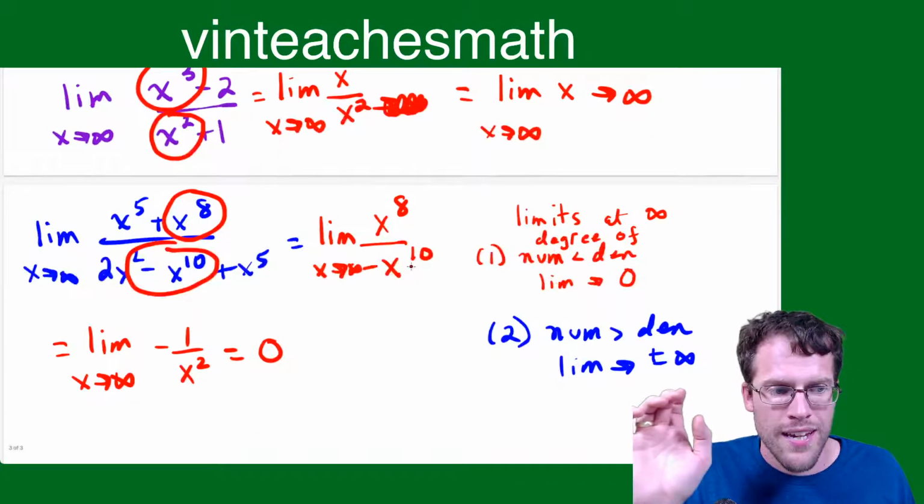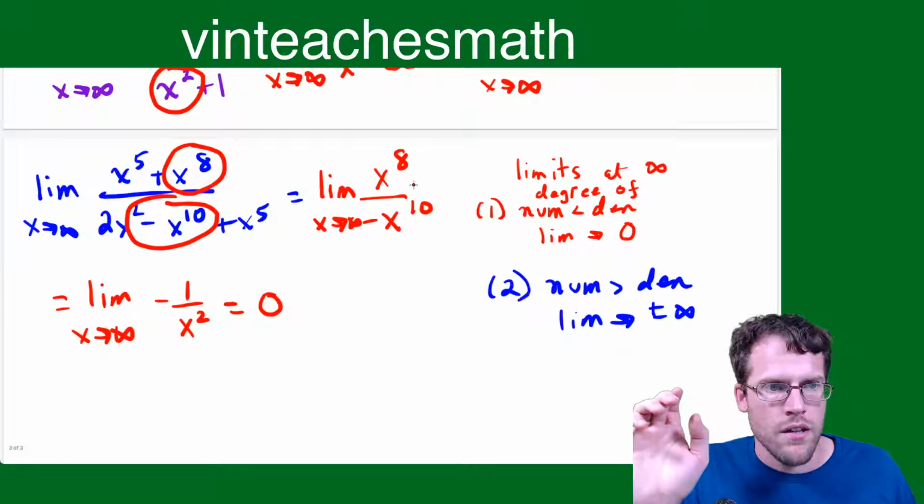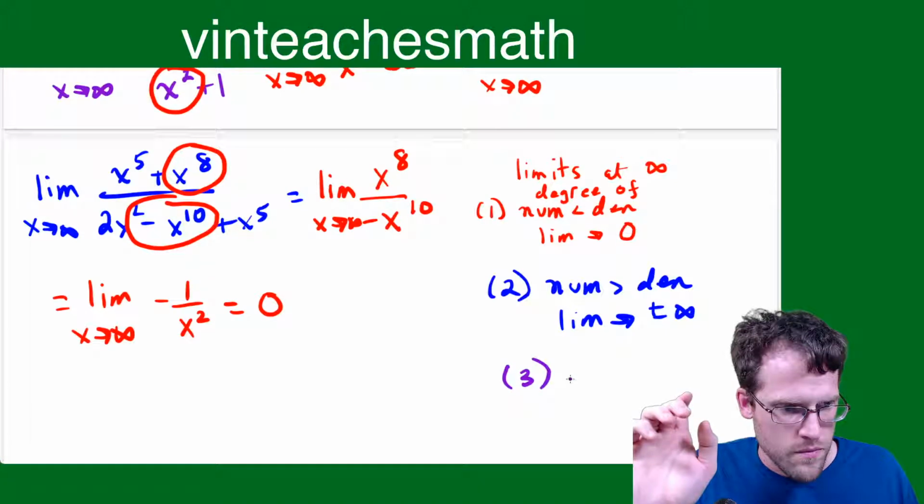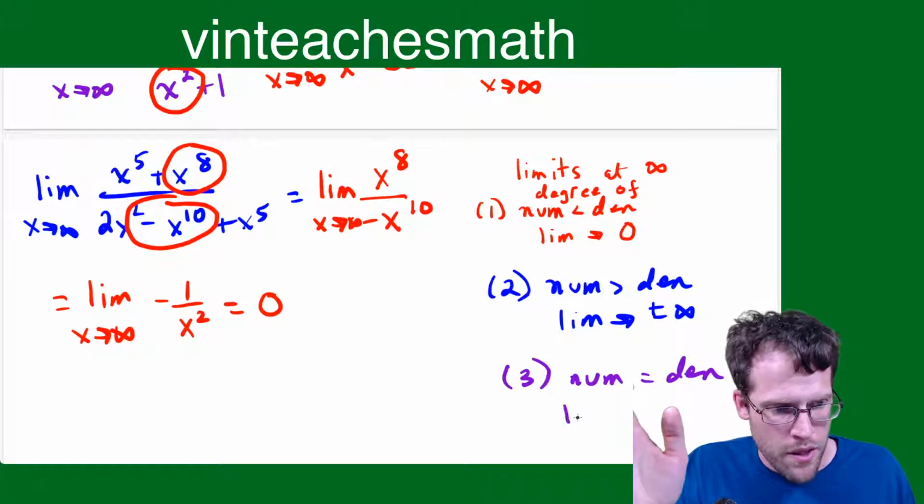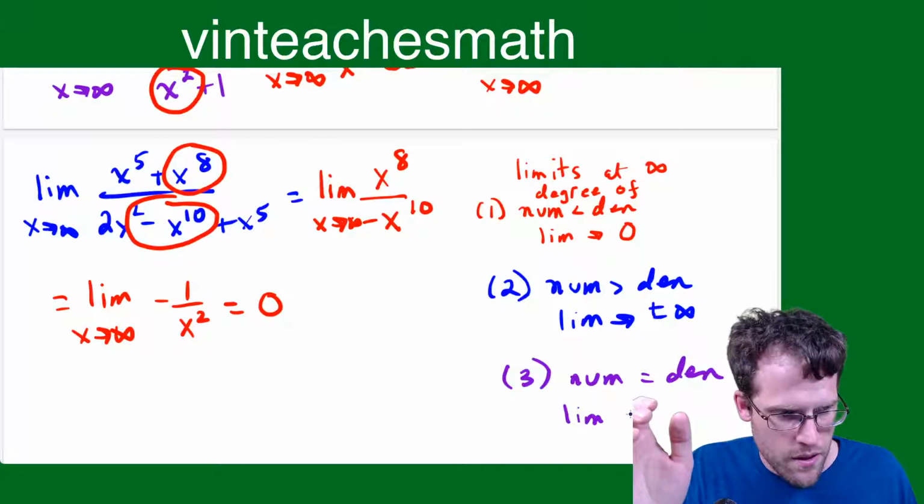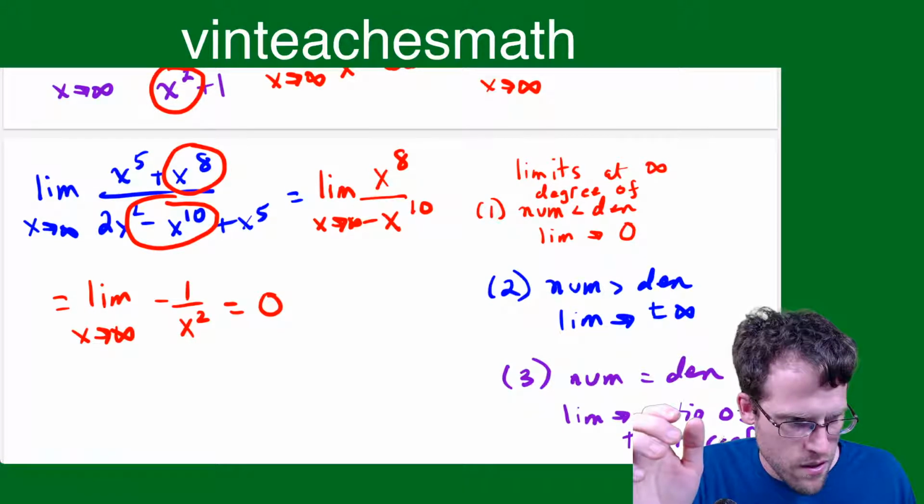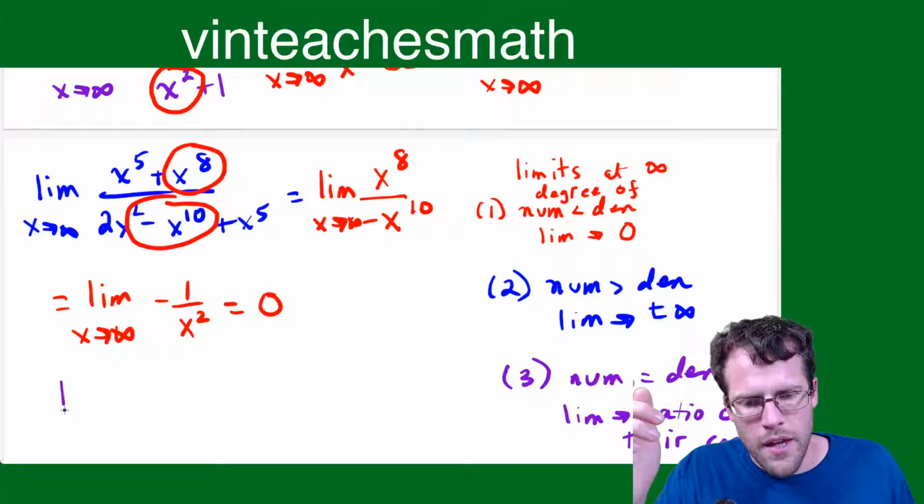All right, now the last case is when it's a tie. If the numerator and denominator have the same degree, then the limit is the ratio of their coefficients. And I'm just going to abbreviate coefficients. All right, so that case would look like this.